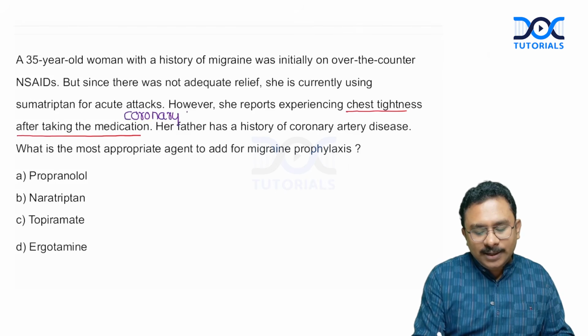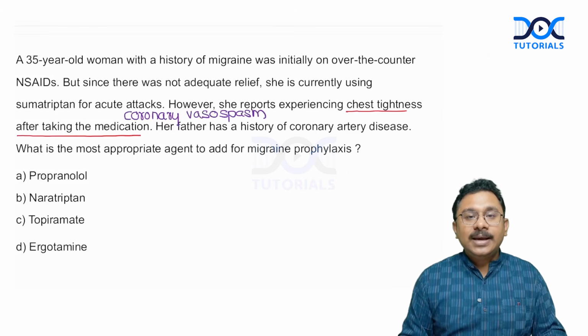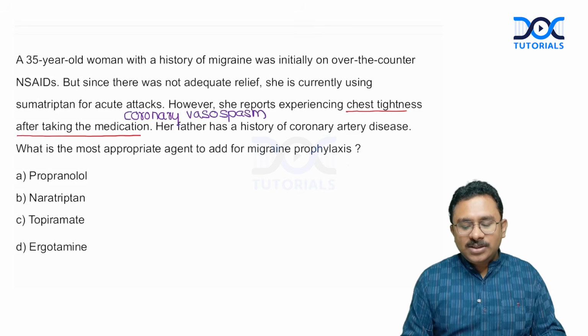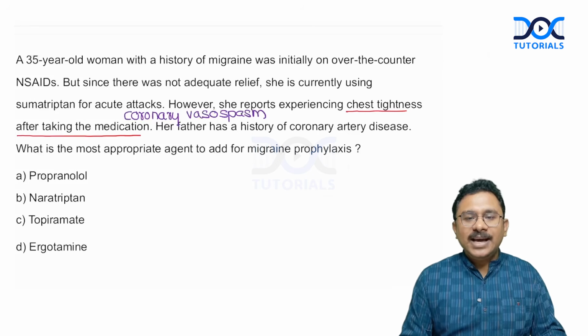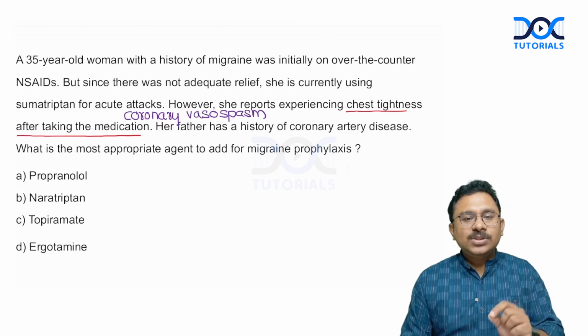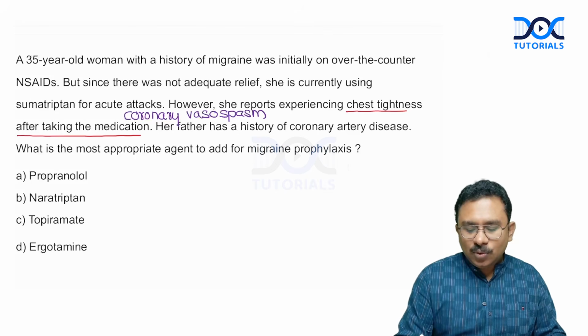I am considering the possibility of coronary vasospasm, because triptans can produce coronary vasospasm, especially in susceptible individuals. And the patient also has a family history: the father has a history of coronary artery disease. The question is, what is the most appropriate agent to add for migraine prophylaxis? So the question is regarding the prophylactic agent.